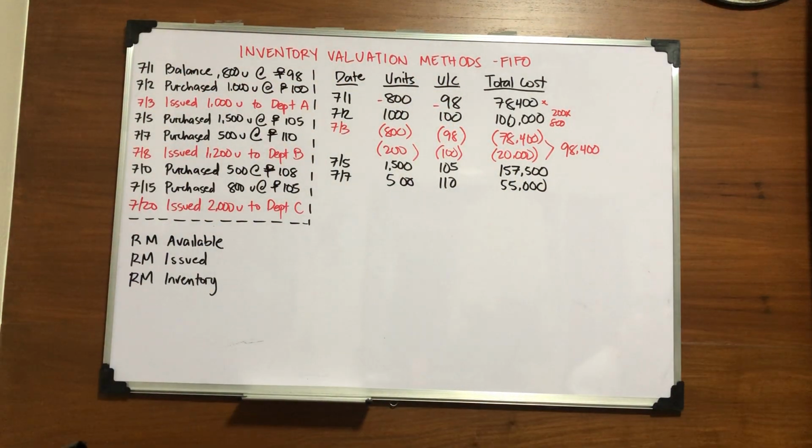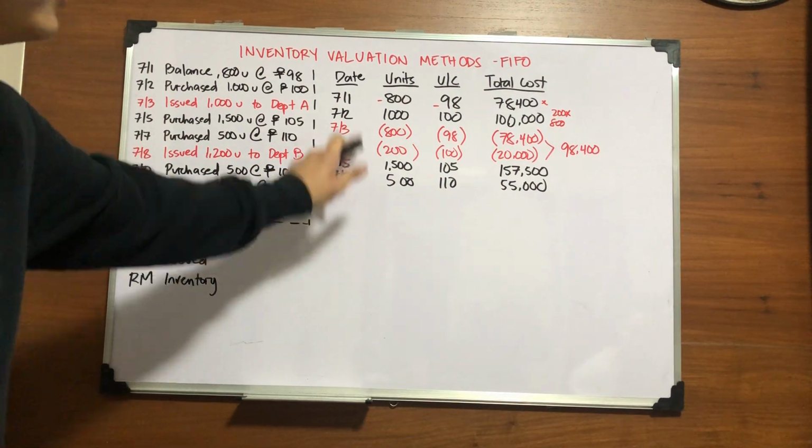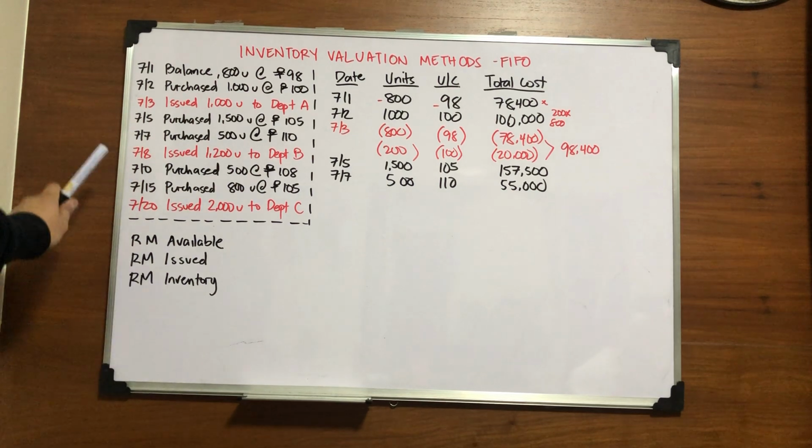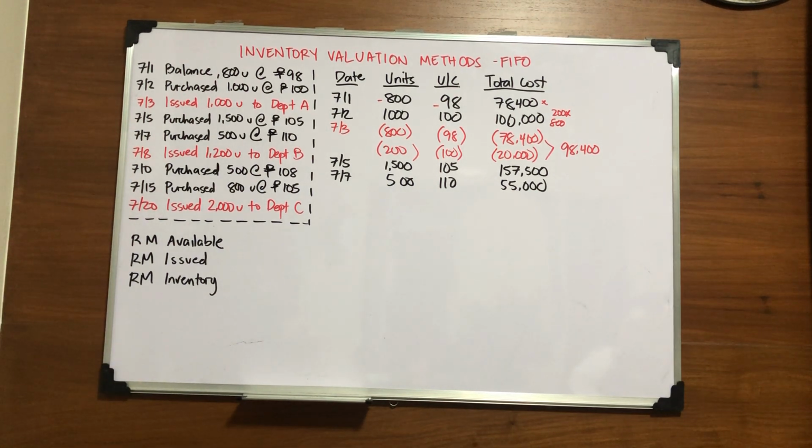So at this point, we have a total already of 1,500 plus 500 plus 800. We have 2,800 raw materials inventory. Okay. So the next transaction is on July 8. There's an issuance to production of 1,200 units to Department B. So what we have to do here again is get the earliest cost.